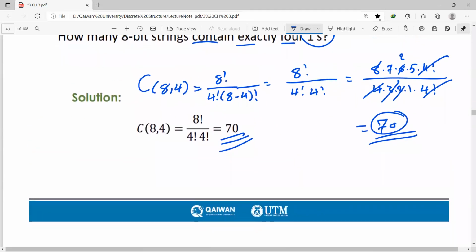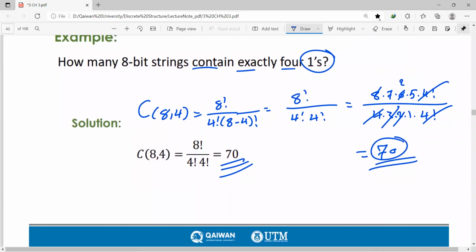Do you have any question about that? Here we have 8 spaces. We want to fill only 4 of them by ones. That means we find combination of 8 and 4, because here we have 8 spaces and 4 ones. Since the ordering is not important, here we use combinations.